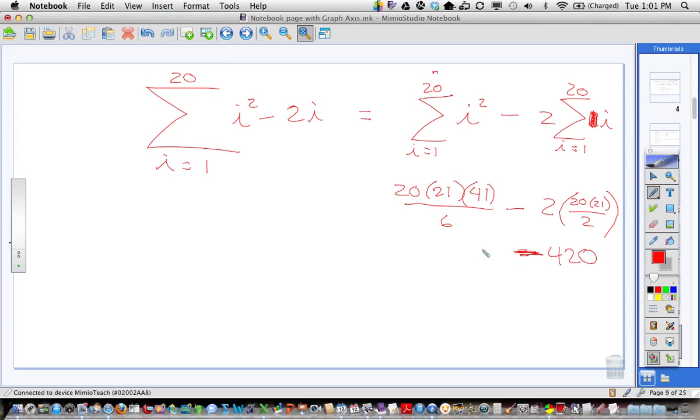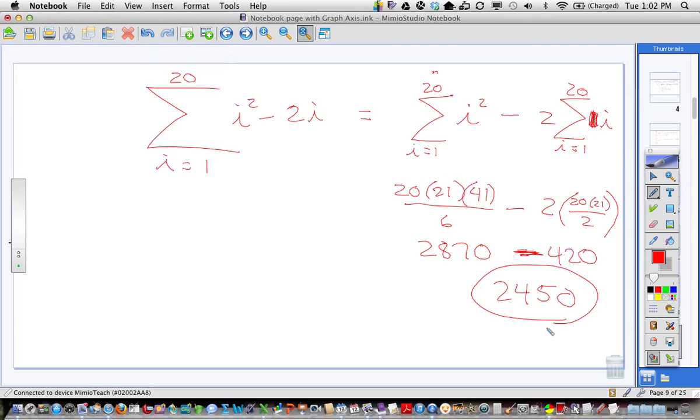All right, this is like 420. I don't know about this one. Help me out. 20 times 21 times 41 divided by 6. 70. And then subtract 420. 2,450. Now, use your calculator sigma to double check that. Just type the original problem in.